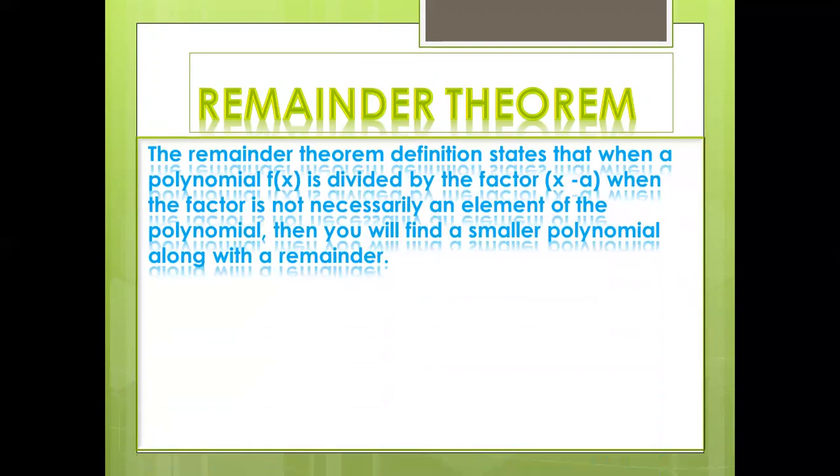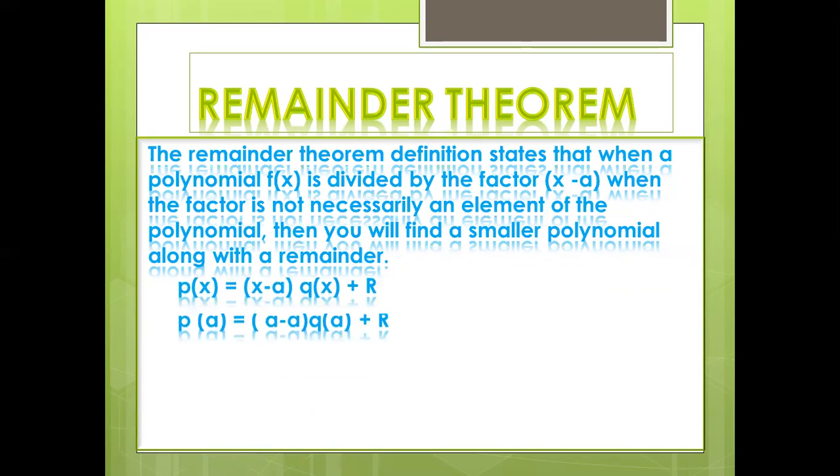First, we learn the remainder theorem, the definition of the remainder theorem. The remainder theorem states that when a polynomial f of x is divided by the factor x minus a, where the factor is not necessarily a factor of the polynomial, it means that we will put the value of a which is given to us. It is not necessary that x minus a makes the remainder 0. It means that x minus a is not a factor of the given polynomial. Then you will find the smaller polynomial along with the remainder.